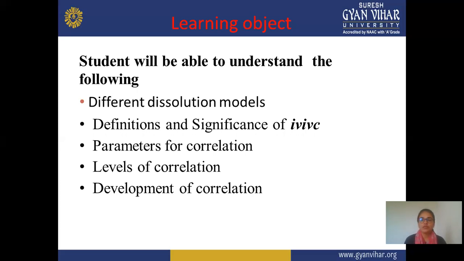Next, parameters for correlation. There are different parameters used to correlate the in vivo and in vitro study, so you should know about these parameters. Then levels of correlation. There are 3 levels and one additional level, so you should know the different types of levels for this correlation. Next is development of a correlation, how you develop this correlation.